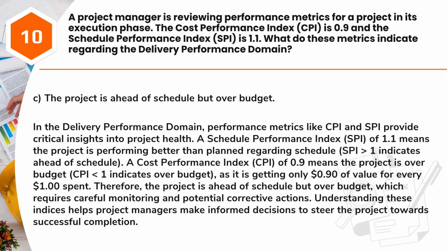CPI less than 1 indicates over budget, as it is getting only 90 cents of value for every $1 spent. Therefore, the project is ahead of schedule but over budget, which requires careful monitoring and potential corrective actions. Understanding these indices helps project managers make informed decisions to steer the project towards successful completion.